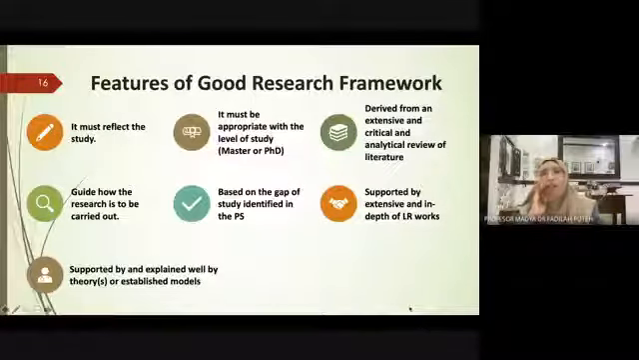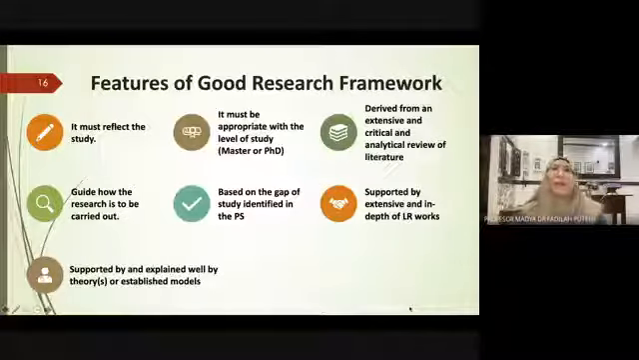So when I highlighted this, it was also supported by other examiners. When we asked the candidate a question, he admitted that he copied someone's research framework and adjusted it here and there, and he probably forgot to change some of the terms. So don't get caught red-handed, and make sure that your research framework reflects your study.